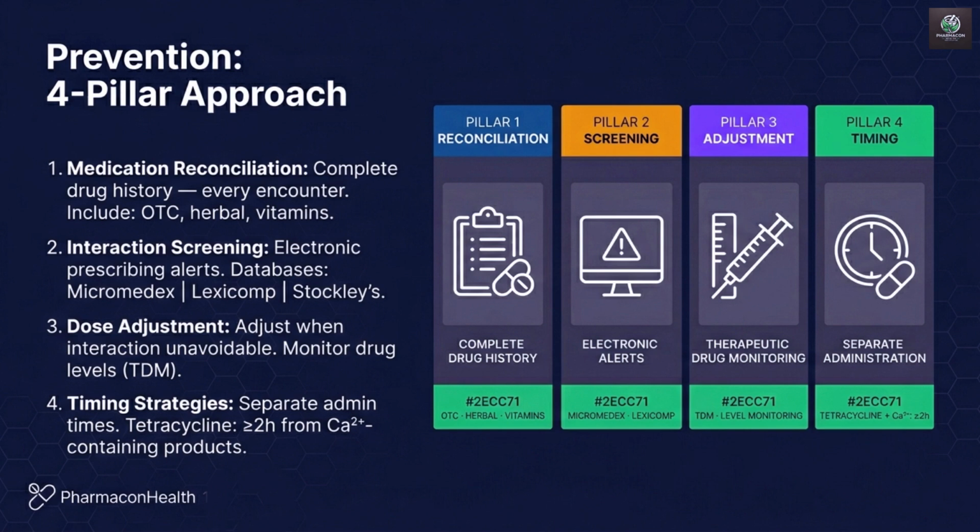Second, systematic interaction screening. Electronic prescribing systems with integrated drug interaction alerts and reference databases such as Micromedex, Lexicomp, and Stockley's Drug Interactions should be used proactively. Third, dose adjustment. When a known interaction cannot be avoided, adjust the dose based on the expected magnitude of the interaction and monitor accordingly. Fourth, timing strategies. Some interactions can be mitigated by separating drug administration times, such as giving tetracycline at least 2 hours before or after calcium-containing products.